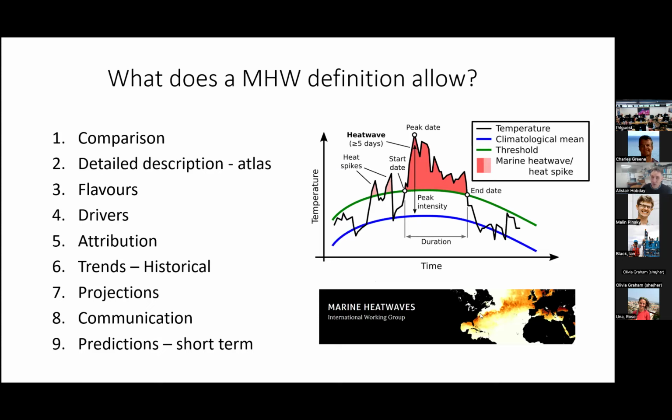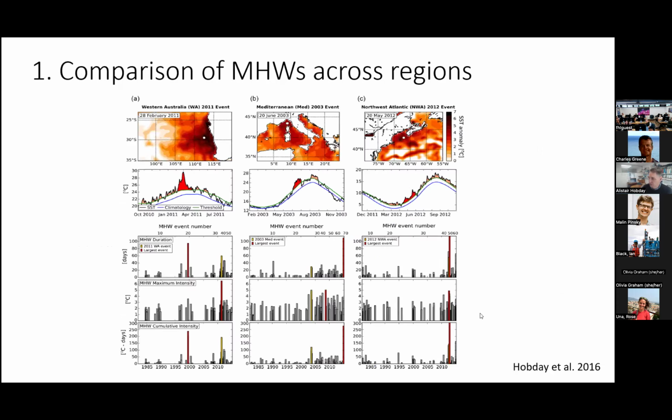They're really important for communication, and it's been a great area for communicating to the public how climate change is really affecting the ocean. And finally, the use of the definition is letting us make short-term predictions now. I'll go through quick examples of these, and I think from looking at the syllabus for the course, you'll hear more about several of these.